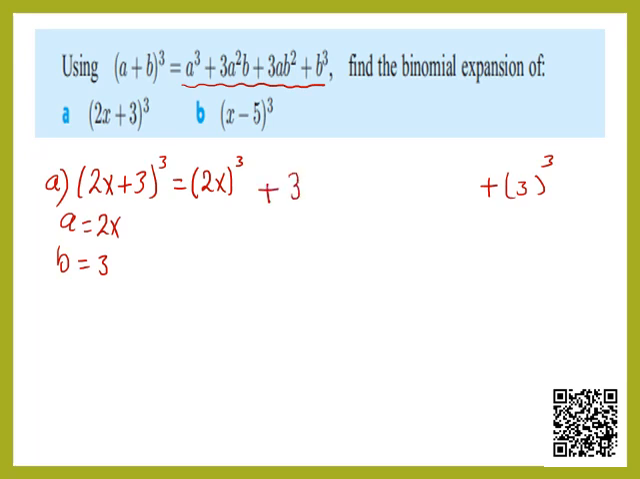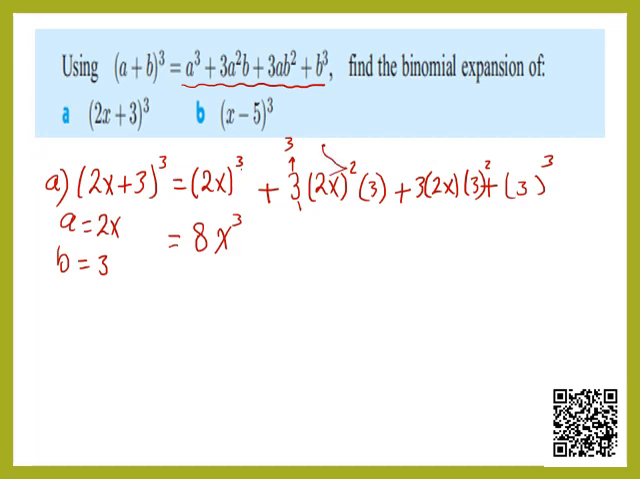Then I have 3 times 2x all squared multiplied by b, which is 3, plus 3 times 2x multiplied by 3 squared. Now let's expand and simplify this expression. 2 to the power of 3 is 8x to the power of 3. This value is 3, and 2 squared is 4, and here is 3. So 3 times 4 times 3 is 36, so it's 36x squared.